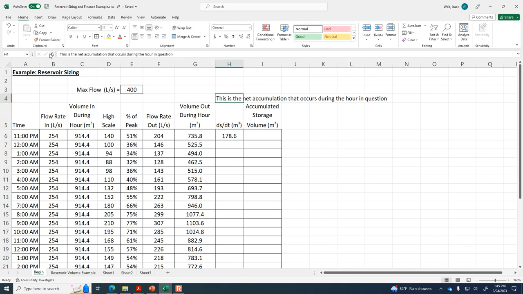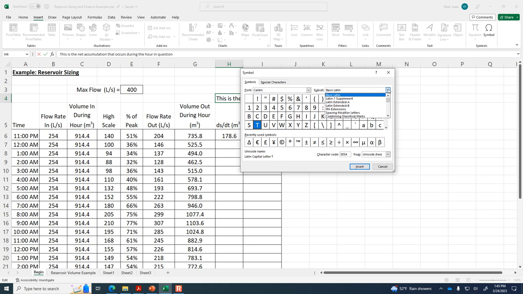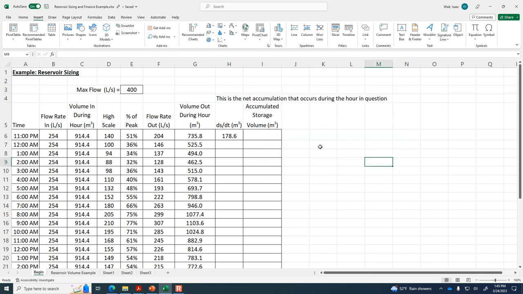I wish there was a down arrow. There might be. Insert symbol. This truly isn't worth the time, but I think there's one called arrows, right? I'm not gonna, all right.